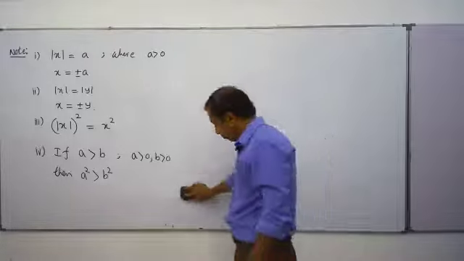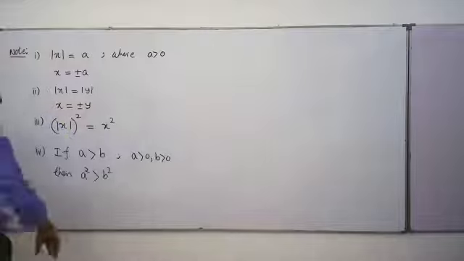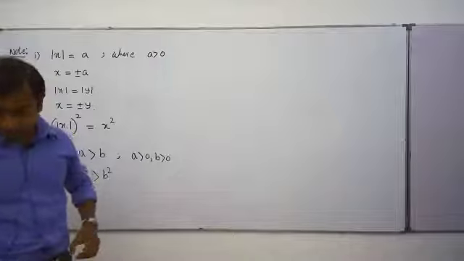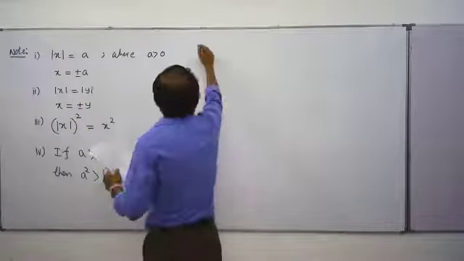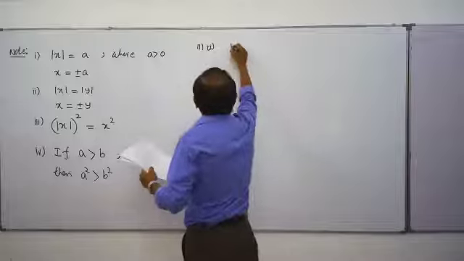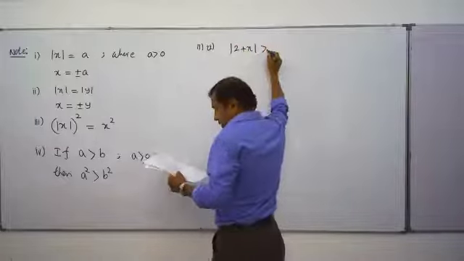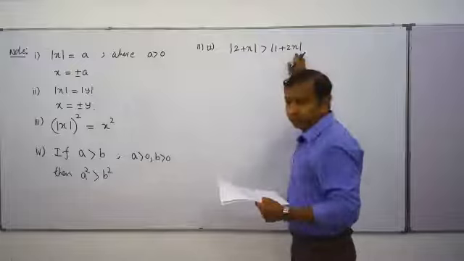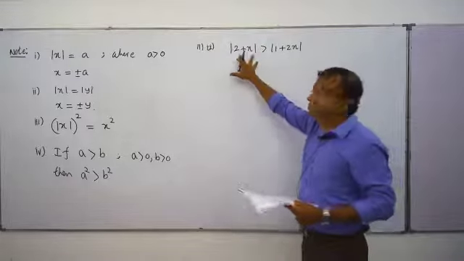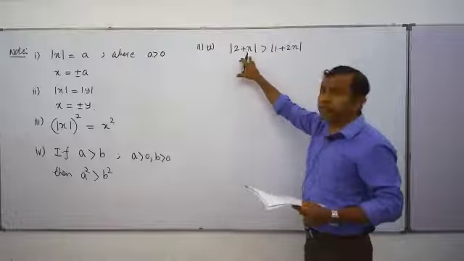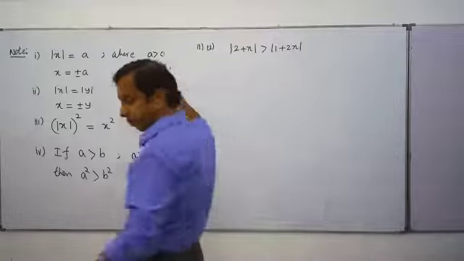Now take your tutorial. Question number 11, part 2. Given that mod 2 plus x is greater than mod 1 plus 2x. This side is positive, this side is positive, because after taking the modulus, the answer is positive. Then what we do is we can square both sides.